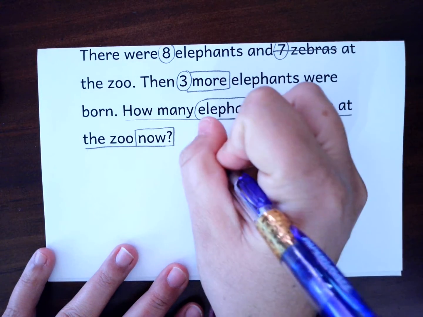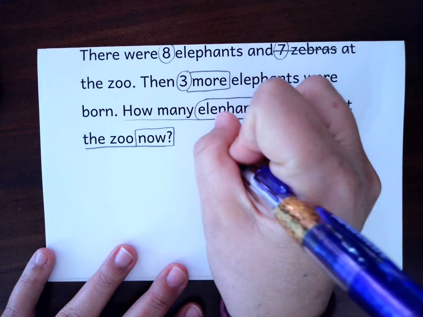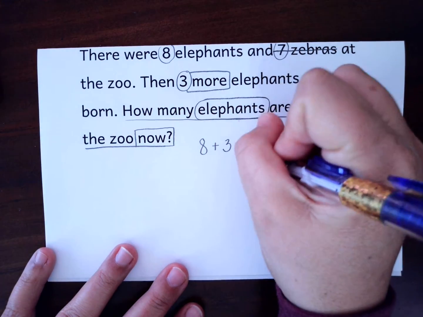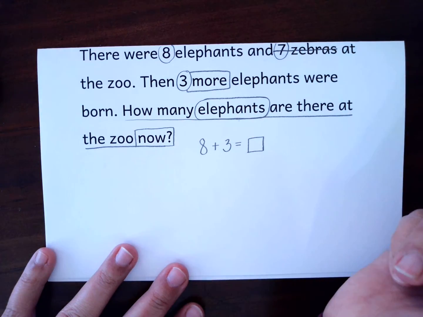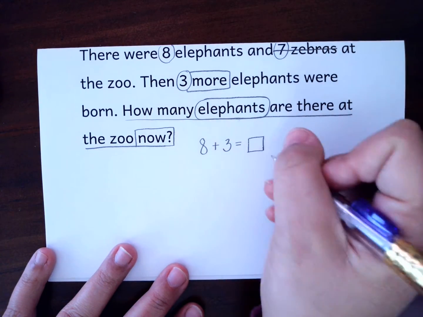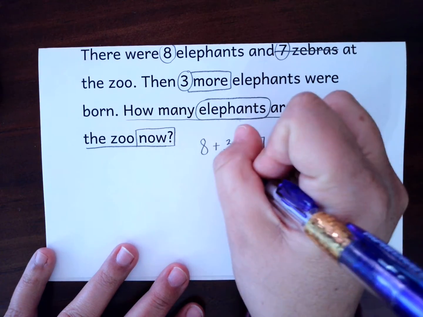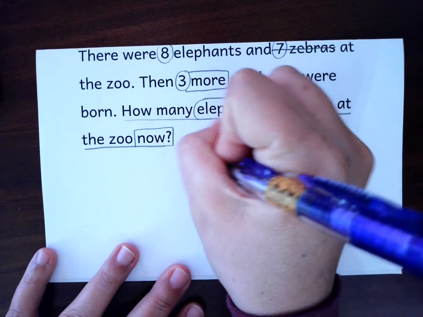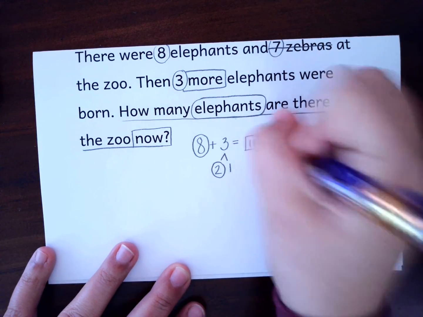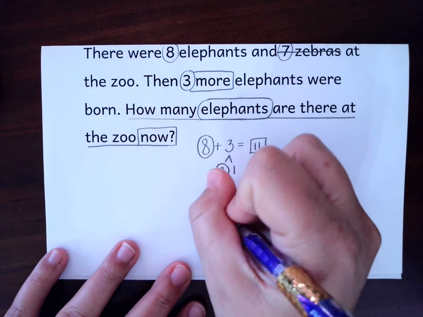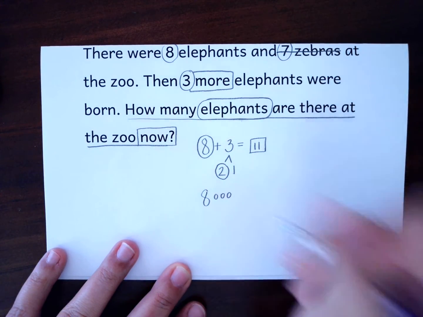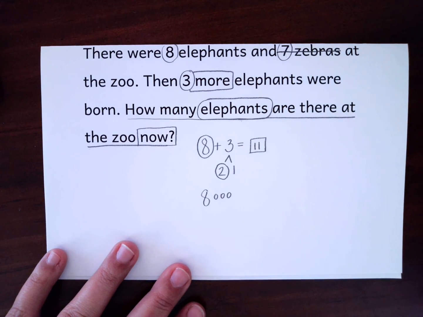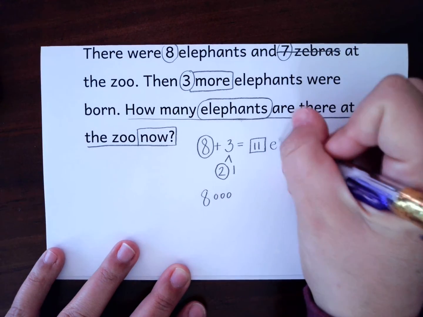I started with 8 elephants. 3 more were born. And I'm trying to figure out how many elephants there are now. So maybe you already know this. Maybe you do make a 10 strategy. You could break this into a 2 and a 1. And you can have your 10. So you'd get 10 plus 1 more is 11. You could also draw your picture and count on 8, 9, 10, 11. So our answer would be 11 elephants.